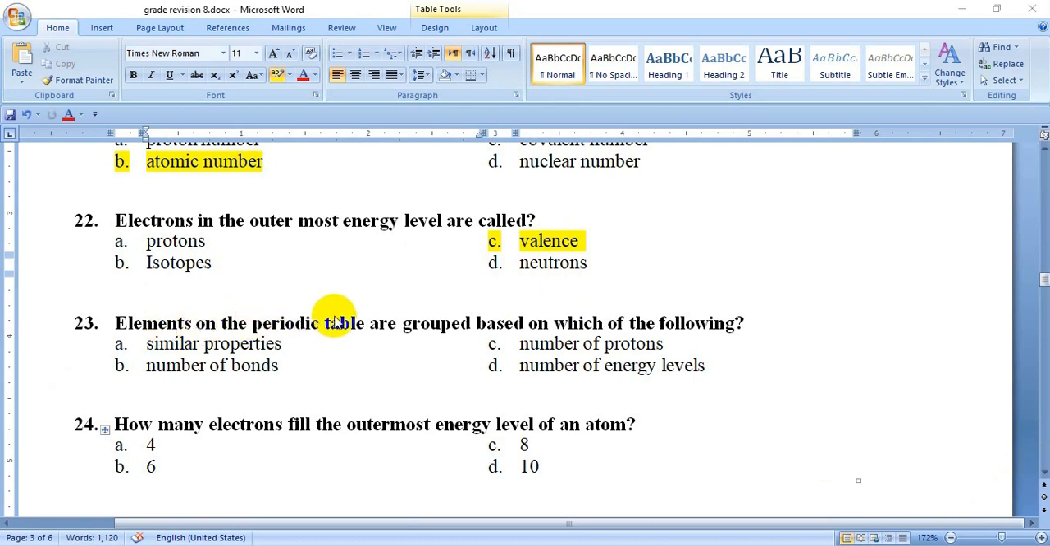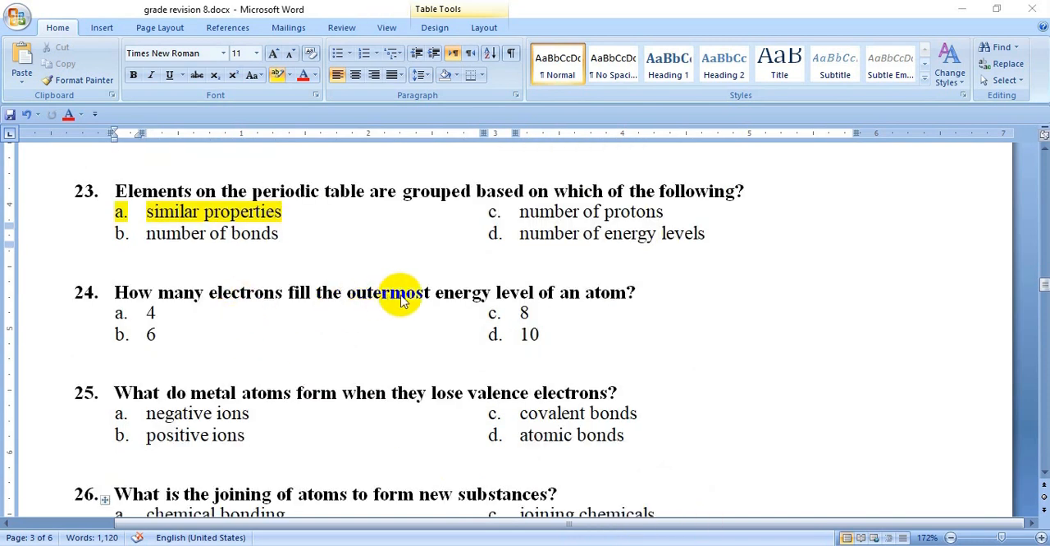The elements on the periodic table are grouped based on which of the following? How do we organize the elements in the periodic table: by similar properties, number of bonds, number of protons, or number of energy levels? We arrange elements because of their similar properties. In each group or family, elements share the same properties. It's letter A.